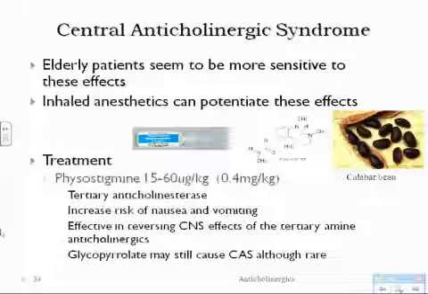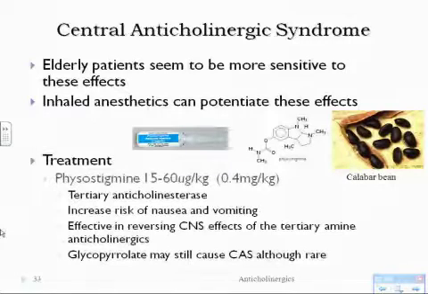What you see in the elderly patients may be really much more sensitive to this, and the inhaled anesthetics actually potentiate these effects. Okay? How do you treat this? And the answer is you give physostigmine. Physostigmine is a tertiary anticholinesterase that is able to penetrate the blood-brain barrier and reverse this effect. Of course, if you give this, you increase the risk of nausea and vomiting as well. It's effective in reversing these CNS effects, and glycopyrrolate may still cause CAS, although rare, which is the central anticholinergic syndrome. So physostigmine still is an appropriate drug of choice.